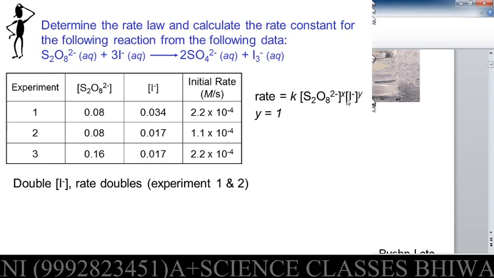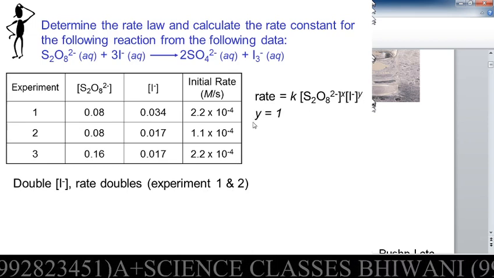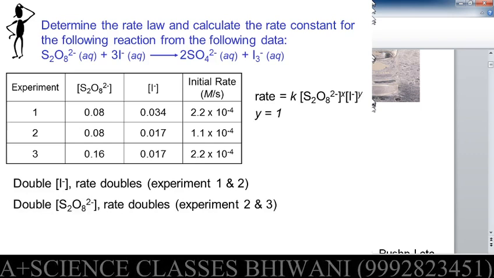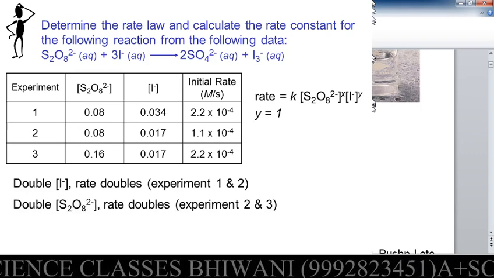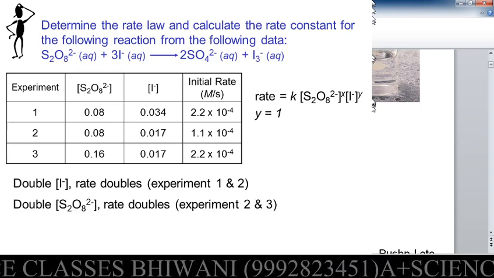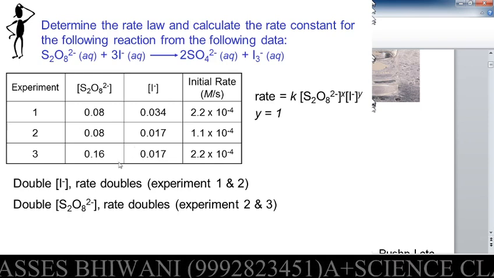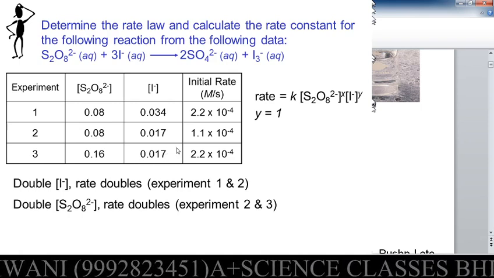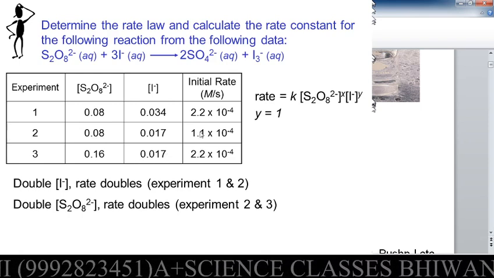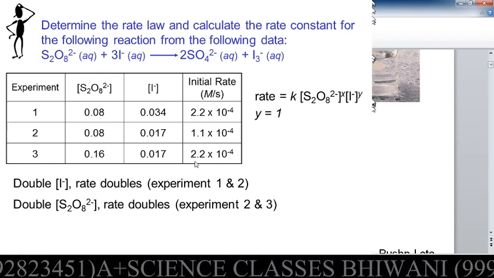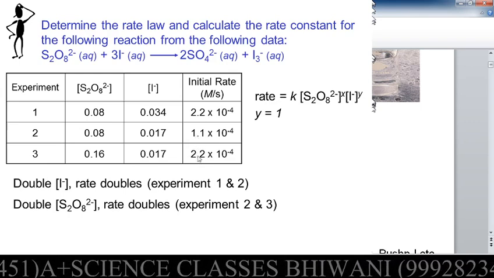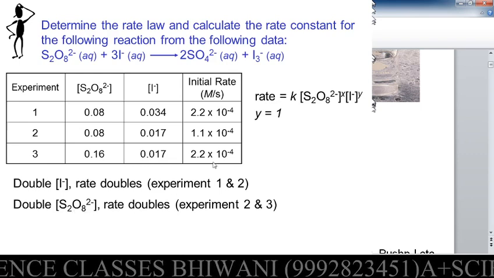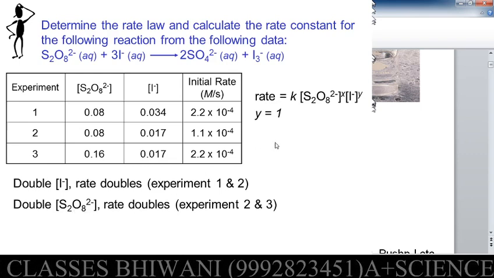So you can say that directly proportional means the value of y is 1. Clear? The same you can find out for x. Doubling the concentration of S2O8, from 0.8 to 1.6 doubles, the rate is also doubled. So here you can say that the rate of reaction is directly proportional to the concentration of S2O8. It means x is also 1.